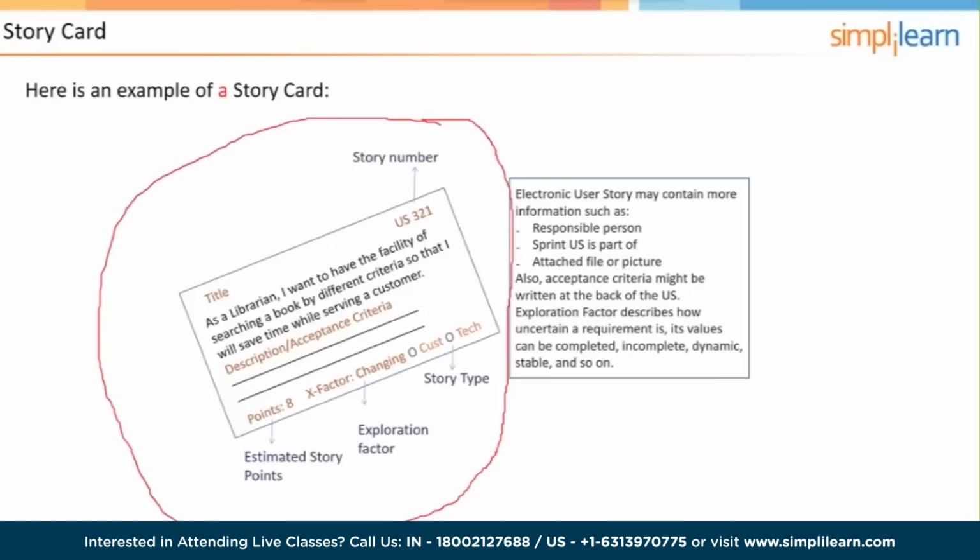But typically what you're going to have is a title or a name for the user story. And then there's going to be some kind of unique identifier, like user story 321. Then there will be the description like we just talked about. As a librarian, I want to have the facility of searching a book by different criteria so that I will save time while serving a customer. Then there might be some other descriptive words or links to other information that might be necessary. And then there would be acceptance criteria or tests. Sometimes these get included on the back of the card, but the point is that they are on the card.